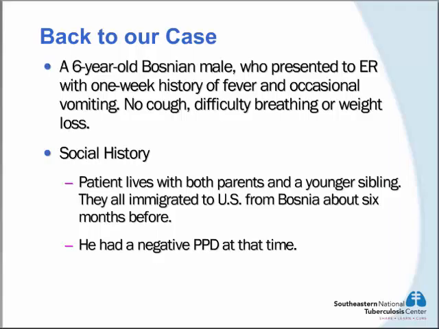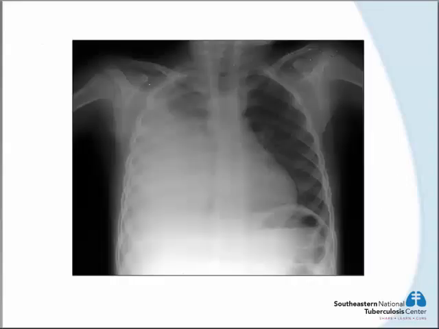Okay, so now to finish, I just want to wrap up by going back to our original case. To remind you, this is a 6-year-old Bosnian male who went to the emergency room with a 1-week history of fever and some vomiting. He's from Bosnia. The family had immigrated to the U.S. 6 months prior to his presentation. At the time of arrival to the U.S., he had a negative PPD. And he has this chest x-ray that we describe as a large pleural effusion with potentially some infiltrates there too.